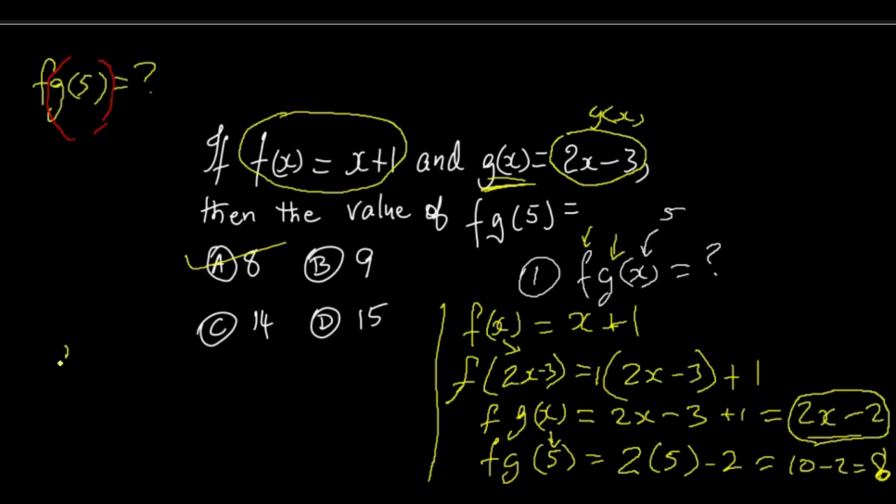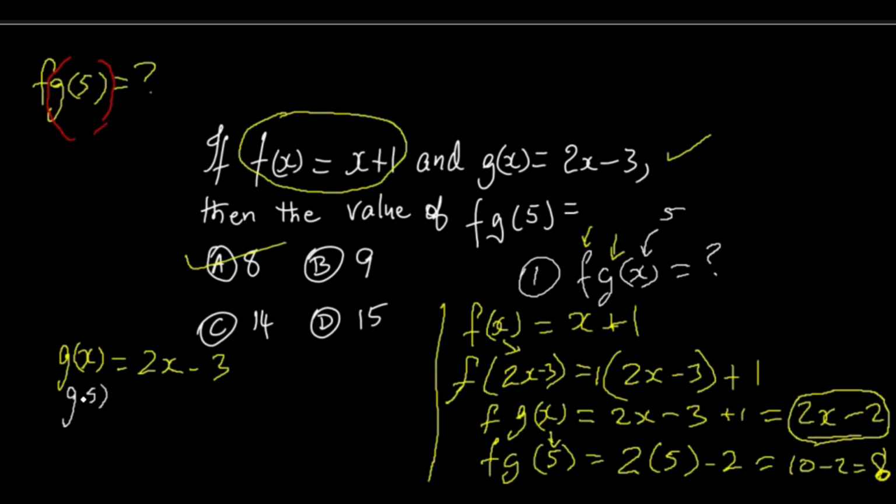So g of 5, let's write g of 5. How are we going to write g of 5? Well, we need an expression first before we can get the value. So g of x is 2x minus 3 according to what's been given to us here. And since we want to find g of 5, we will basically take the 5 and place it where x is. So basically substituting x with 5. This gives us 2 5s, 10. 10 minus 3 is 7. So g of 5 is 7.